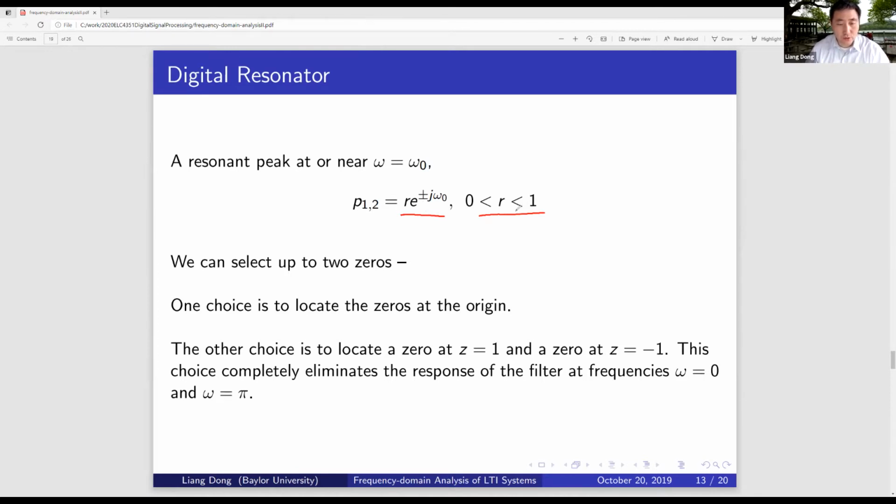We can also select two zeros. For the system, we have two poles and two zeros. One choice is to locate the zeros at the origin, which means you simply put the numerator term as a constant, b0. So I don't need to worry about the numerator term of my fractional expression. The other choice is to locate those two zeros, one at z equal to 1 and another at z equal to negative 1 on the Z-plane.